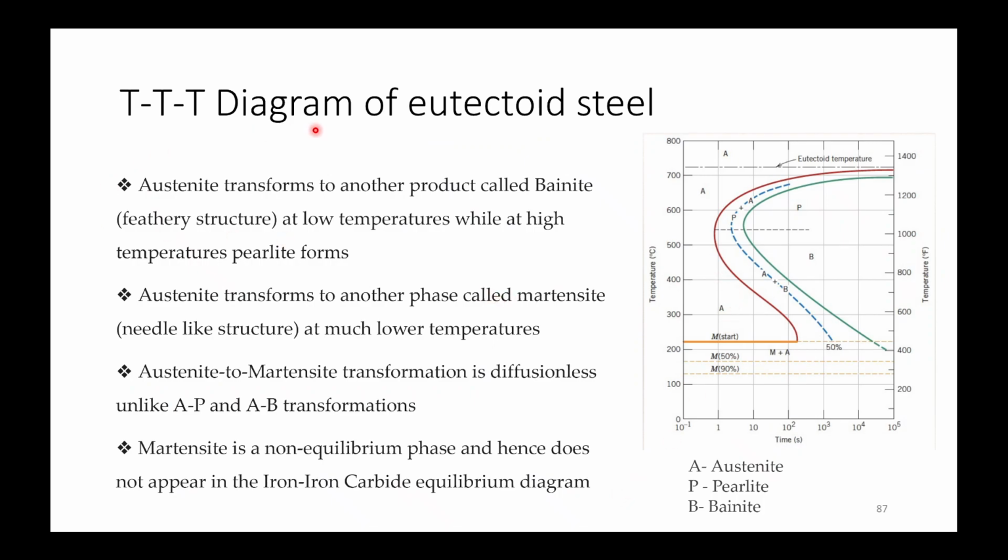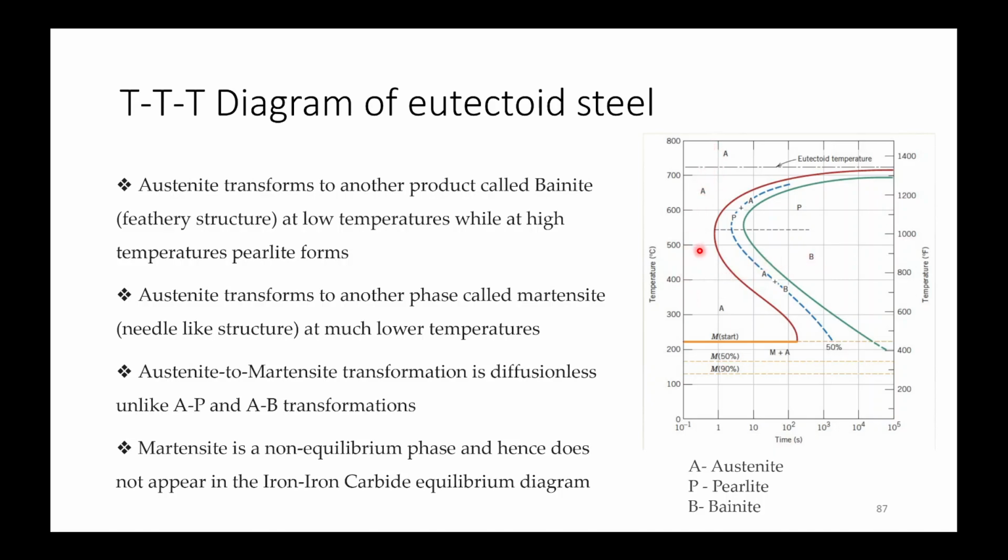TTT diagram for the eutectoid steel. Now austenite transforms to another product called bainite, a feathery structure, at low temperature, while at high temperature you see that austenite converts into pearlite. Austenite transforms to another phase called martensite, a needle-like structure, at much lower temperatures, and the austenite to martensite transformation is diffusionless, unlike austenite to pearlite or austenite to bainite transformations.